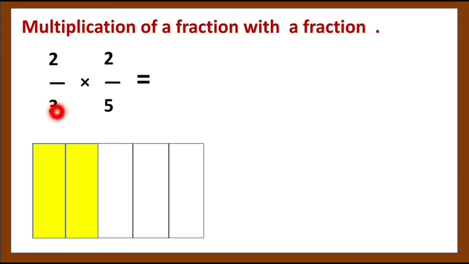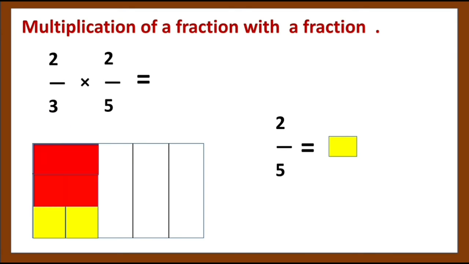So 2 by 3 means this yellow colored area we have to divide into 3 equal parts. So first observe that 2 by 5 is nothing but the yellow colored area. Now 2 by 3 means this yellow colored area I have to divide into 3 equal parts like this. Out of these 3 I have to take 2. So this is our answer. So 2 by 3 times 2 by 5 is nothing but the red colored area.